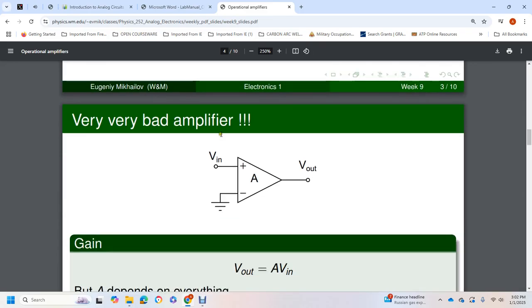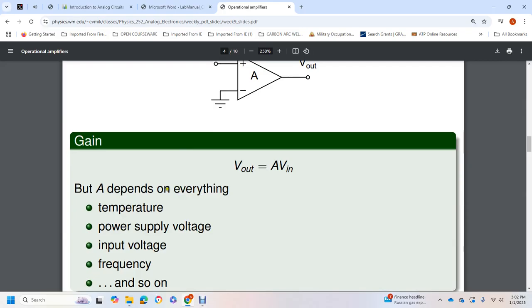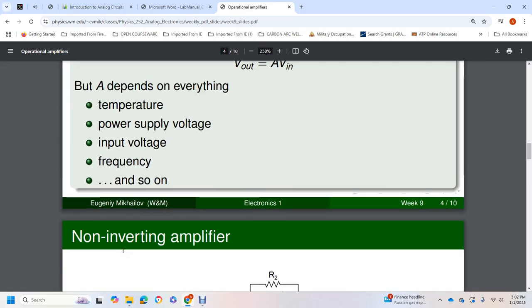So we have a very bad amplifier: voltage in, voltage out, V negative being ground. The gain is voltage out over voltage in, which is A. A depends on everything: the temperature, power supply, voltage input, frequency, and so on.